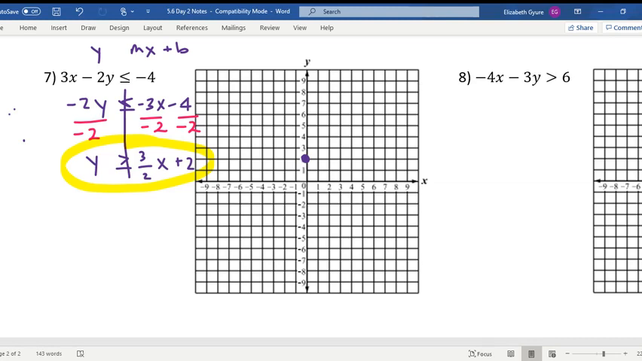And do you remember how you would count that out? Yep, up 3. So go up 1, 2, 3, and then over to the right 2, and we can do that again. Up 1, 2, 3, to the right 2.